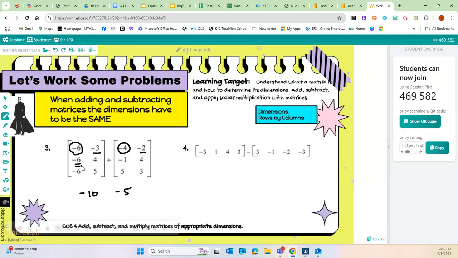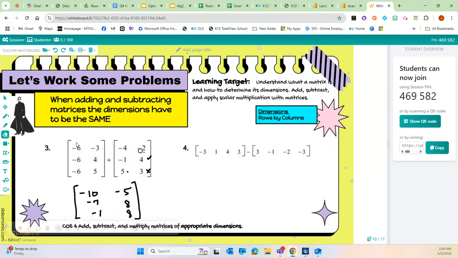The -6 will be added to the -1. The 4 will be added with a 4. The -6 will be added with a +5. And the 5 will be added with the 3. So you're just adding the terms that are in the same location. So I'm going to double check. -6 plus -4 is -10, -3 plus -2 is -5, -6 plus -1 is -7, 4 plus 4 is 8, -6 plus 5 is -1, 5 plus 3 is 8. And I was just trying to highlight the numbers that were in the same location.